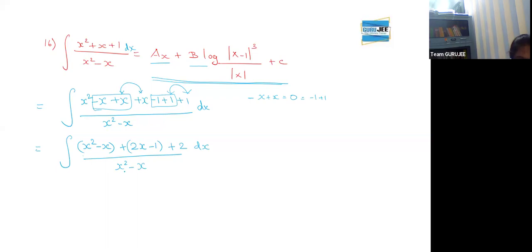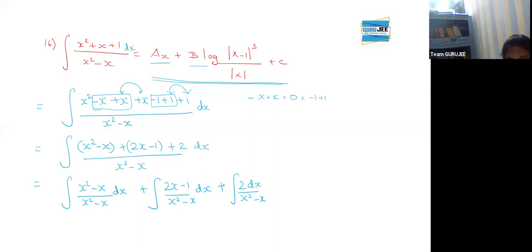Now, I have three terms. I grouped the two terms, made it as three terms. Now I can divide this function: integral of (x square minus x) divided by (x square minus x) dx. In between you have plus. So again integrate (2x minus 1) divided by (x square minus x) dx. Third term, plus integrate 2 dx divided by (x square minus x). You should not forget this denominator. Are you people listening?